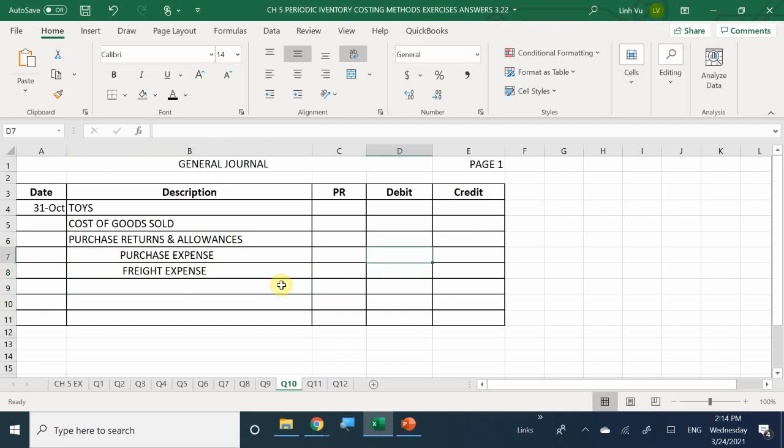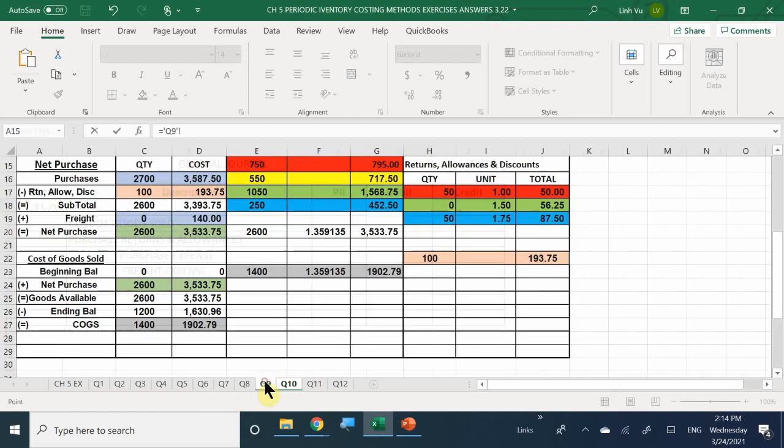Okay, so let's start off with the first one. What was our ending balance in our worksheet?